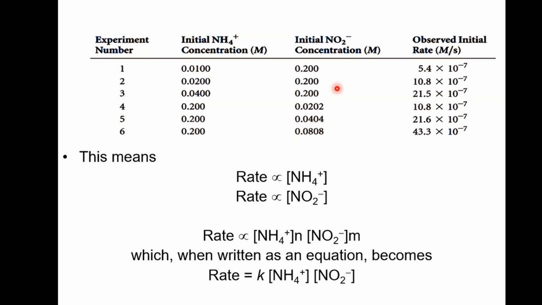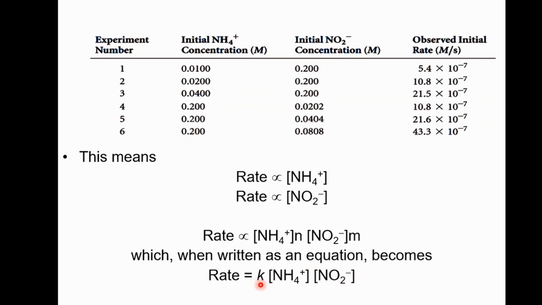Alright, now I need to find an experiment where I hold ammonium constant. Looks like all 3 of these. I'm holding ammonium constant. What am I doing here with nitrite? Here I double nitrite. Experiments 4 and 5, I double nitrite, I hold ammonium constant. What happens to the rate? It doubles as well. That means this reaction is first order with ammonium and first order with nitrite. So there's the unwritten but understood exponent of 1 and 1 there.